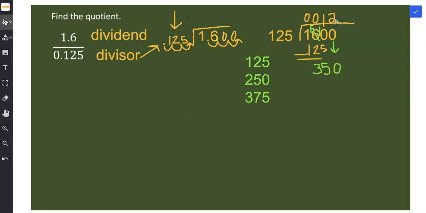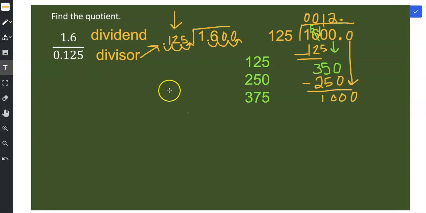So 2 125s, 2 times 125 is 250. And I subtract, I get 100. I cannot ask the question until I bring a number down. However, there's not a number to bring down, so I'm going to have to add a decimal and a 0, and then bring that decimal up to the top. And then I can bring the 0 down. And then I ask myself, how many times does 125 go into 1,000?